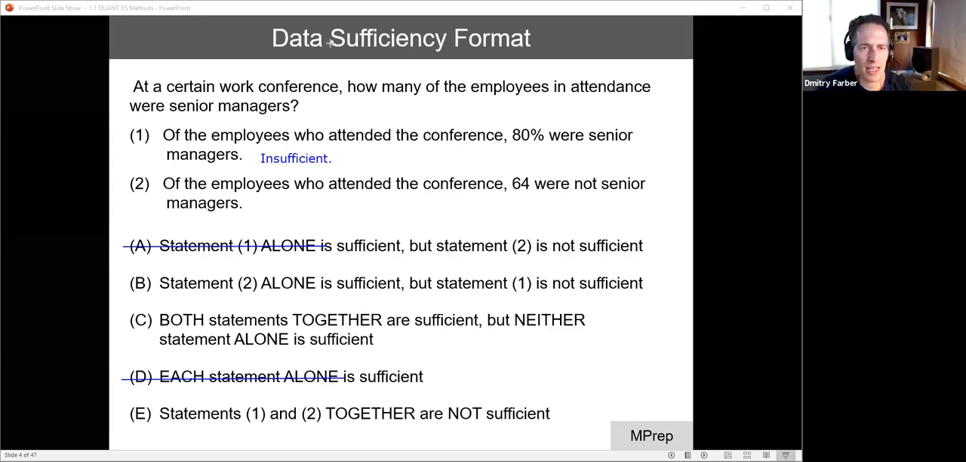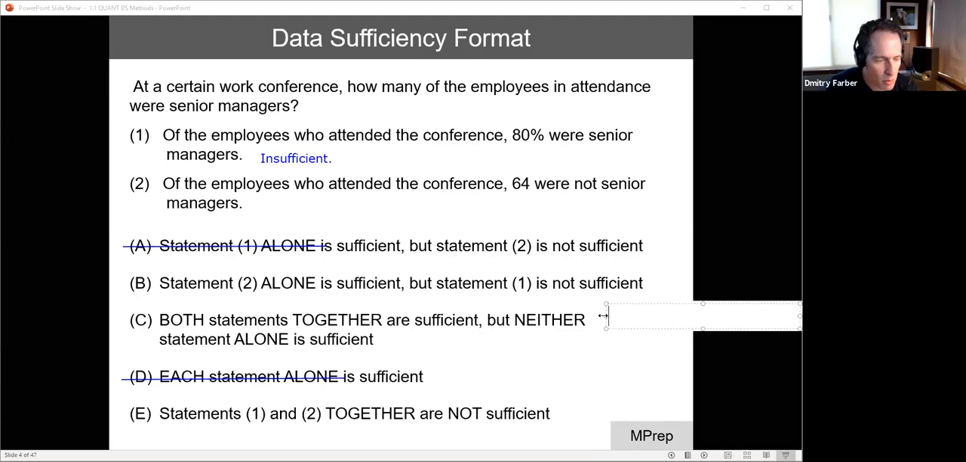So the idea is that if I write down A, D, B, C, E, I'm always gonna be able to make that decision. If statement one worked, if it was sufficient, then I keep AD. But if it's not sufficient, I cross off AD. That makes sense?